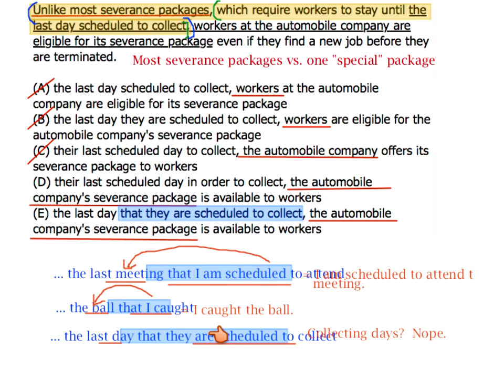Notice D doesn't have that problem. D says they have to wait until their last scheduled day. So in order to collect, that's what we're saying there. In order to collect, well, it's severance package. Like it's money that you get paid. So in order to collect means if you want that money, then you have to stay until your last day. Like you can't leave early. You can't quit before you have days. You can't quit when you still have days left.